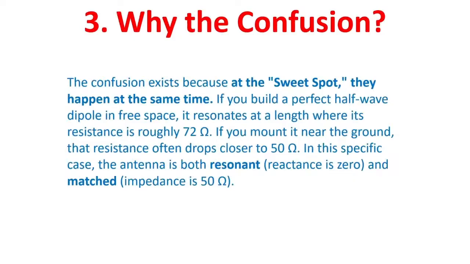Now, why is there confusion? The confusion exists because at the sweet spot they happen at the same time. If you build a perfect half-wave dipole in free space, it resonates at a length where its resistance is roughly 72 ohms. If you mount it near the ground, the resistance often drops closer to 50 ohms. In this specific case, the antenna is both resonant, reactance is 0, and matched, impedance is 50 ohms.